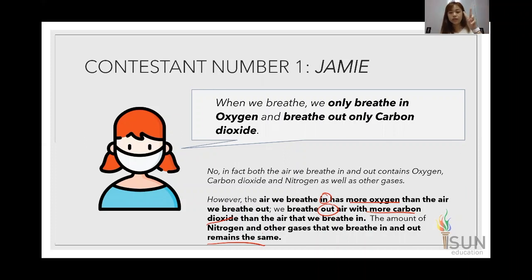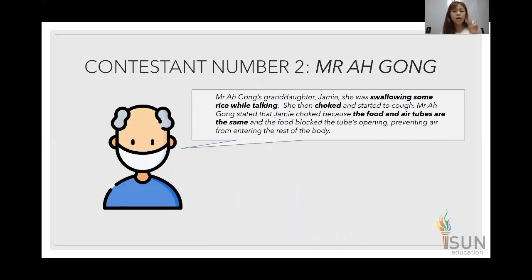Second misconception, contestant number 2, Mr. Akong. Mr. Akong is Jamie's grandfather. Mr. Akong said that Jamie was swallowing some rice while talking. She then choked and started to cough. Mr. Akong stated that Jamie choked because the food and air tubes are the same tube and it's blocked. The food blocked the tube's opening, preventing air from entering the rest of the body. Okay, so is he right?